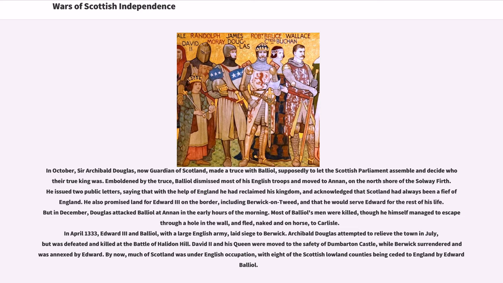He also promised land for Edward III on the border, including Berwick-on-Tweed, and that he would serve Edward for the rest of his life. But in December, Douglas attacked Balliol at Annan in the early hours of the morning. Most of Balliol's men were killed, though he himself managed to escape through a hole in the wall, and fled, naked and on horse, to Carlisle.